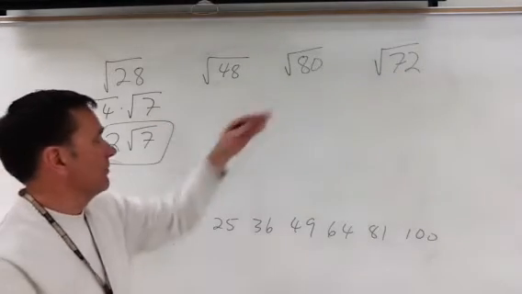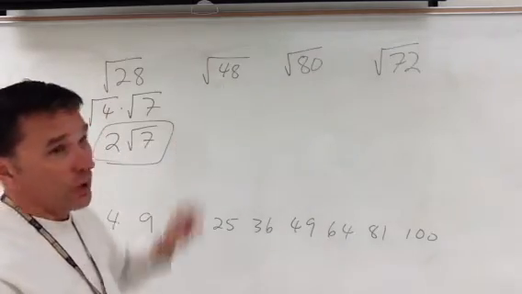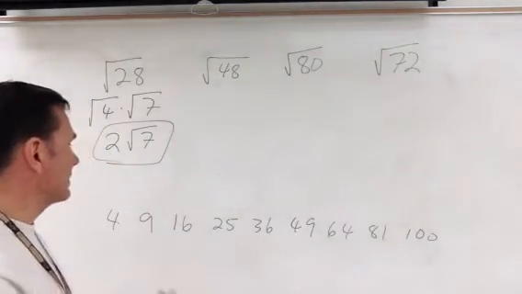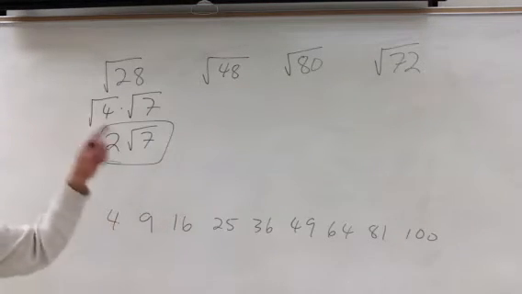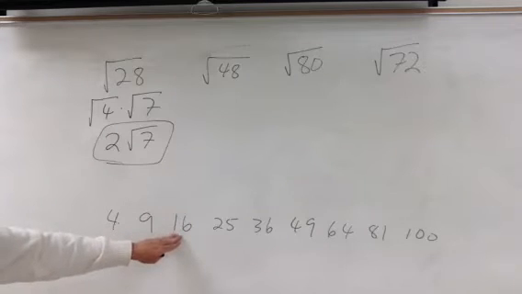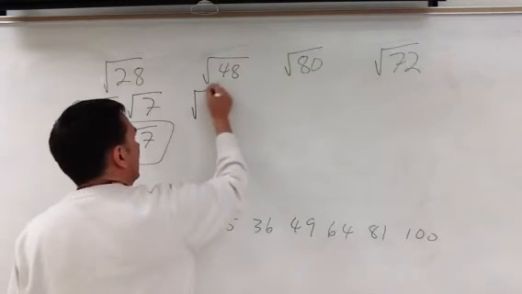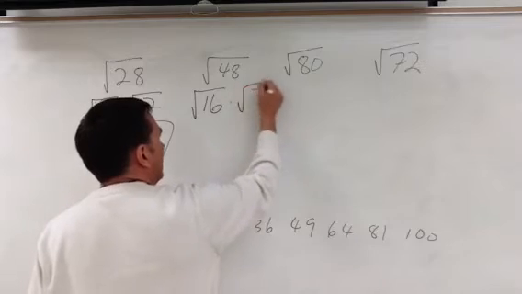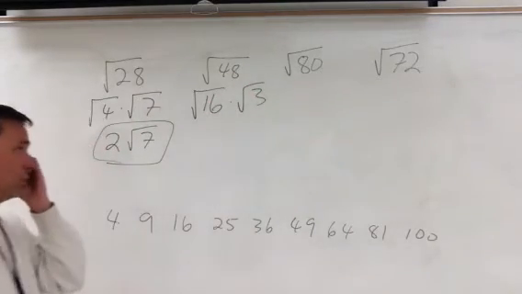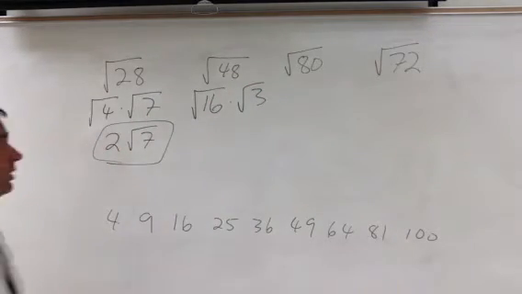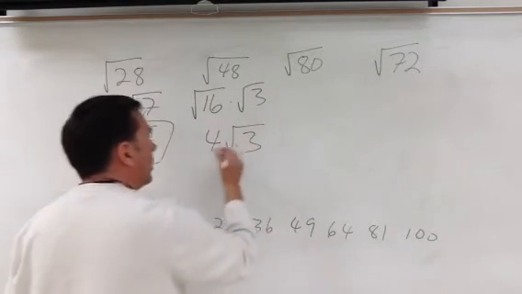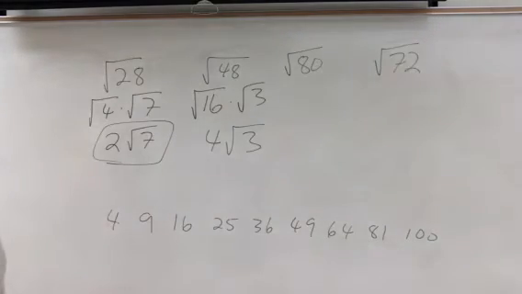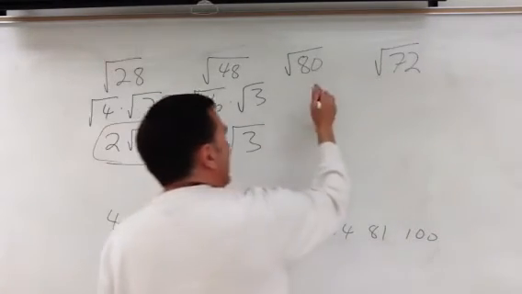If we move on to some others, the square root of 48. Now we always want to think about the largest one. I know 4 goes into 48, but there's a bigger number from here that goes into 48 evenly, and that is 16. So we start with the square root of 16, and 16 times 3 equals 48. When we rewrite this, we know the square root of 16 is a positive 4, so it's 4 times the square root of 3.